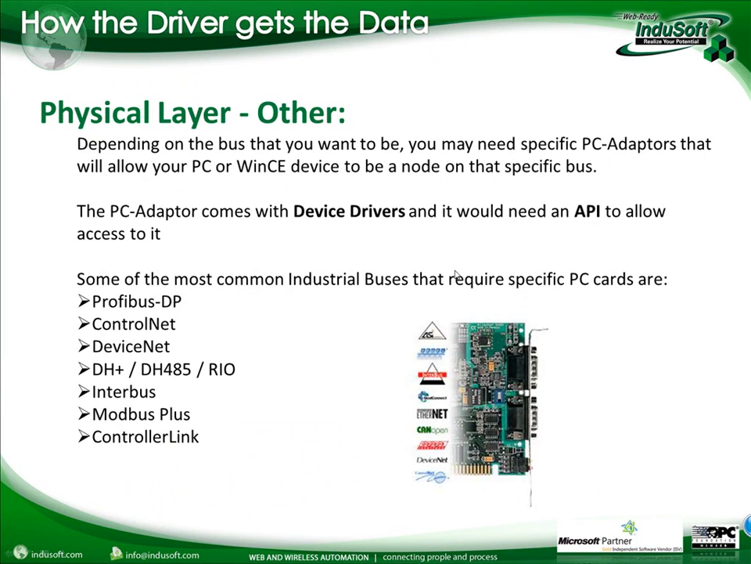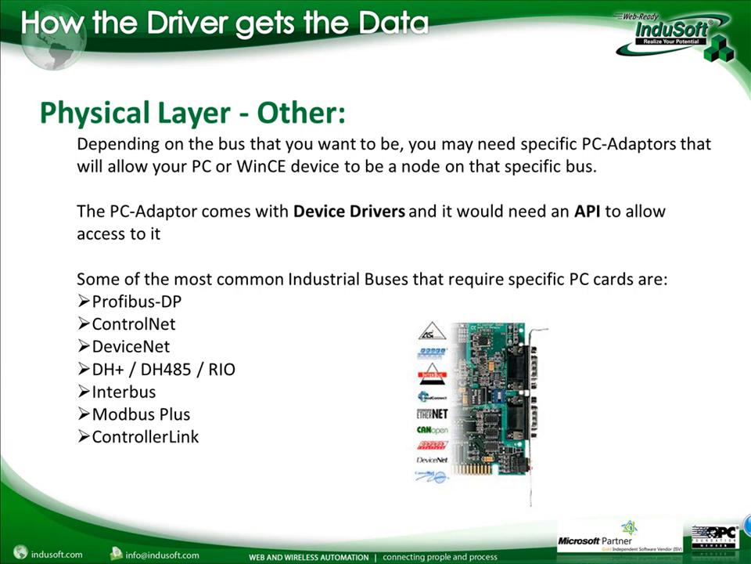And finally, we get to the physical layer that is not one of the default Windows resources. It's not the default serial or Ethernet. Those are the specific automation buses. And those require specific cards on your PC. How you connect these cards could be through USB, through a PCI board, or any of these interfaces, PC104, things like that.